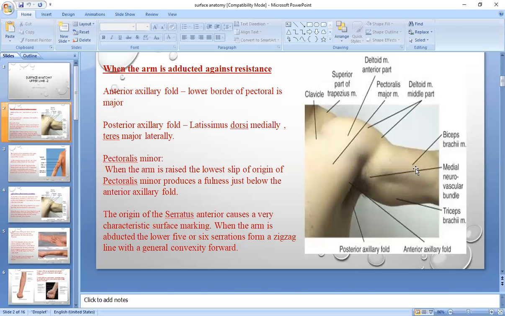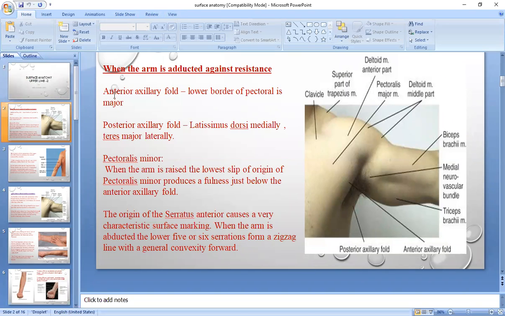see here the picture is showing the arm and the shoulder. You see, when the arm is adducted against resistance from abduction, you will find well demarcated anterior axillary fold and posterior axillary fold. The muscles which are contracted are forming these axillary folds. What are those muscles?